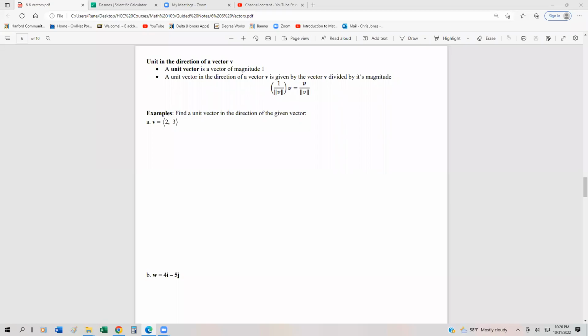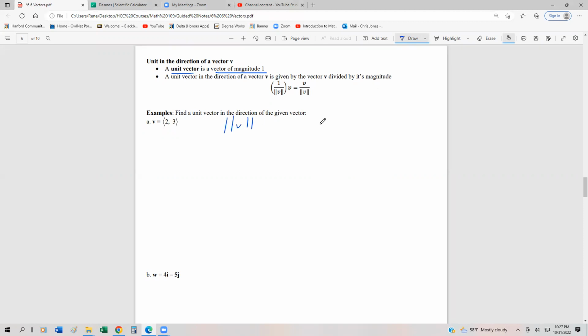We can find a unit vector that's in the direction of a given vector by using a pretty simplistic formula. Remember, we defined a unit vector to be any vector of magnitude 1. So if we want to find a unit vector in the direction of a given vector, that's going to be 1 over the magnitude times the vector, or the vector v divided by the magnitude of the vector. First, we're going to find the magnitude of v.